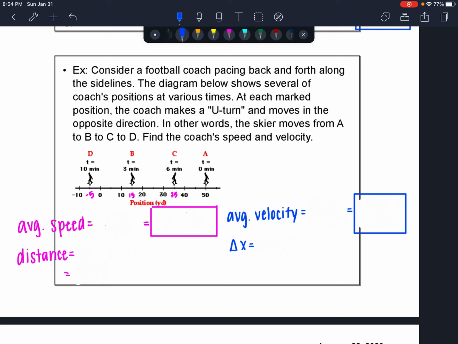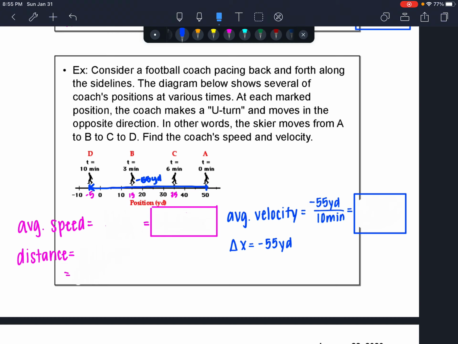I'm going to do this by figuring out what's my total change in position. My coach starts at point A, which is at a position of 50 yards. And then, as 10 minutes goes by, the coach ends at -5 yards. So this total length is 55 yards, and the direction is in the leftward direction, meaning it's a -55 yard change. So my displacement for the coach is -55 yards.